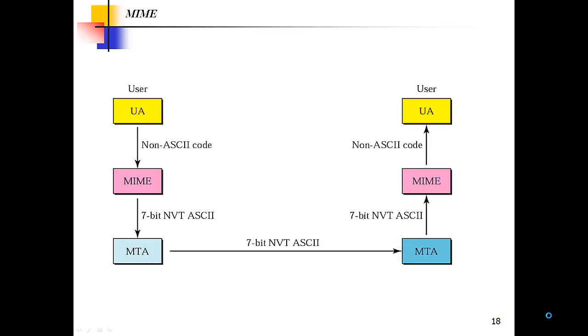So the receiving MTA sends the 7-bit ASCII up to a MIME handler. The MIME handler actually converts it back to non-ASCII code, such as an MP3 or a zip or a JPEG or whatever it turns out to be. And then the user agent gets everything in one big package.